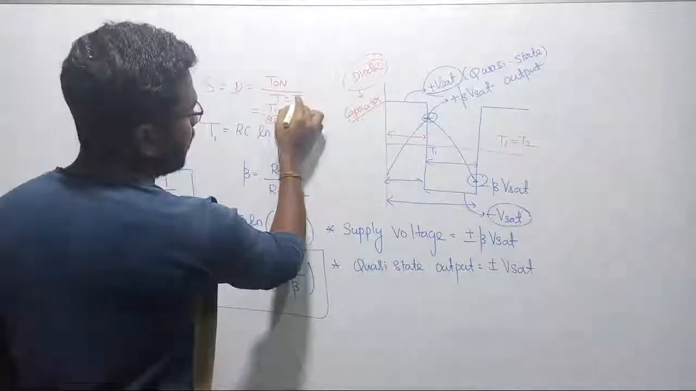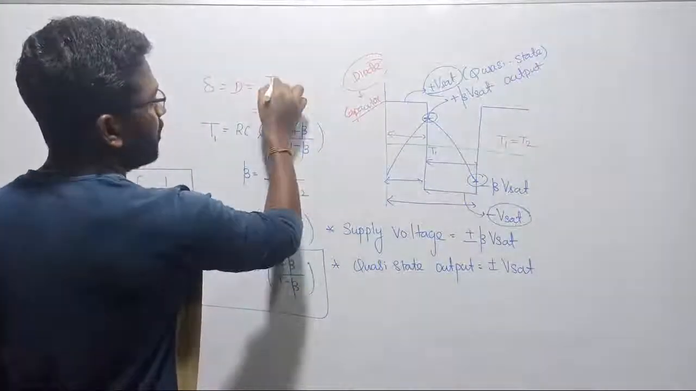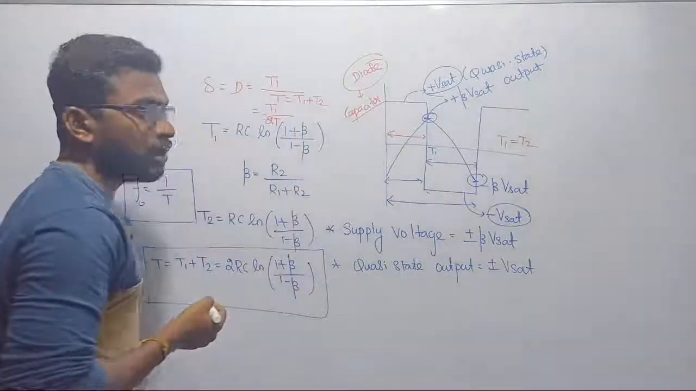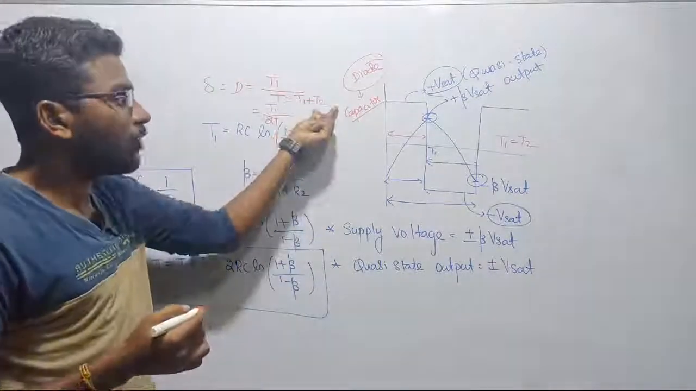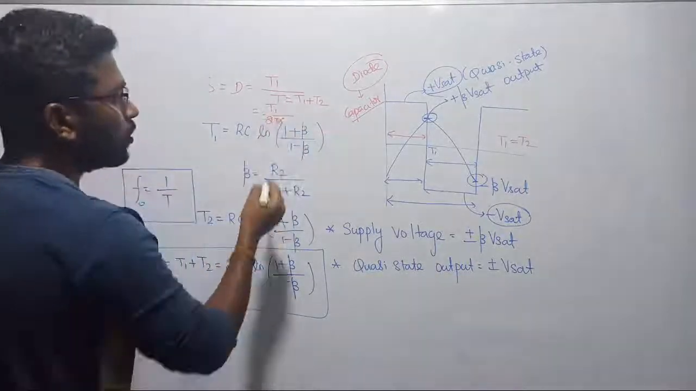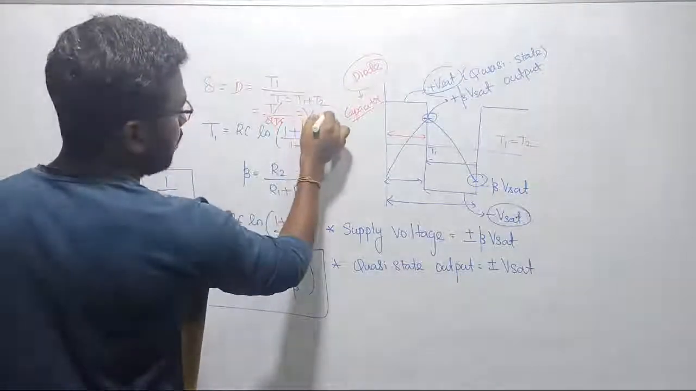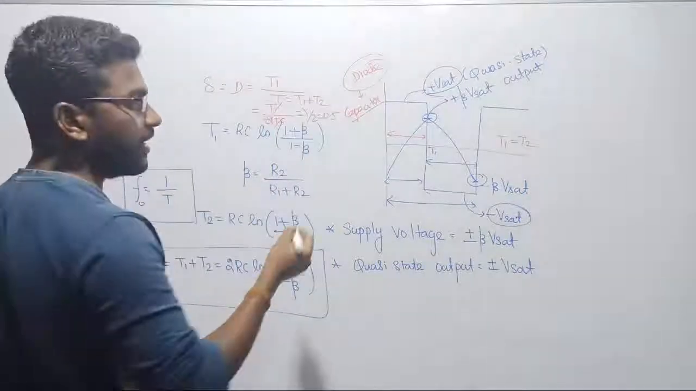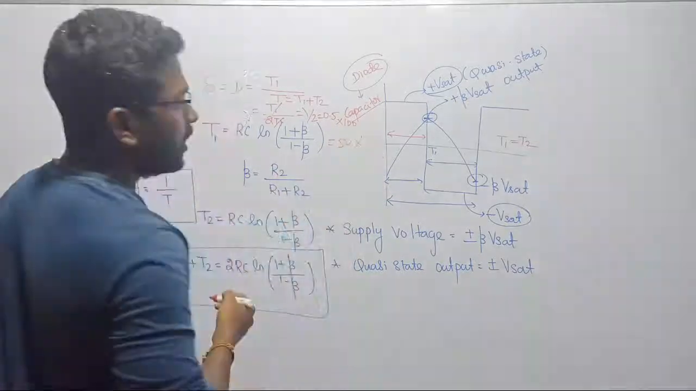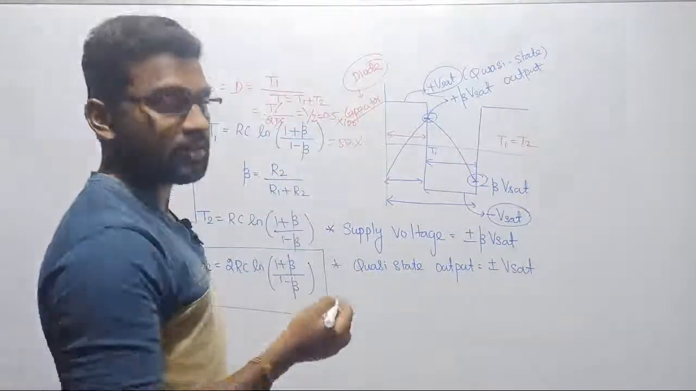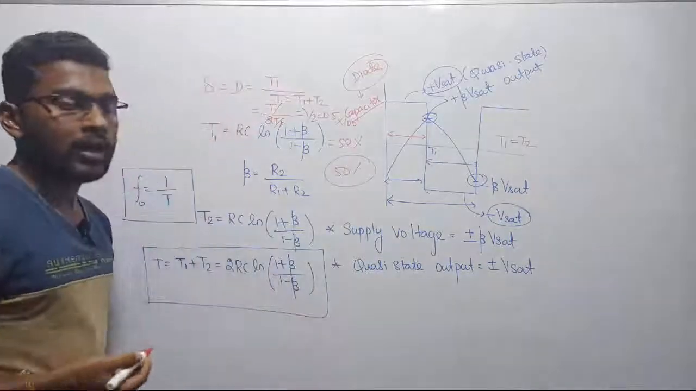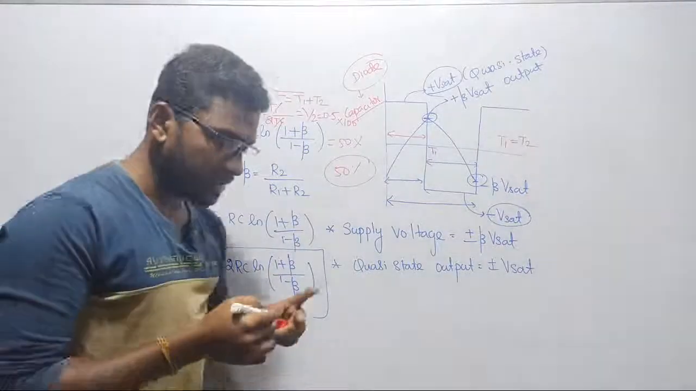Let me repeat. T on is nothing but T1, the on state. The total time period is T1 plus T2, but T1 and T2 are both equal. If I replace T2 by T1, then T1 plus T2 becomes twice T1, such that T1 gets cancelled out. So the duty cycle becomes 1 by 2, or 0.5. If I multiply it by 100, it becomes 50%. So the duty cycle of your square wave generator or astable multivibrator is 50%. Clear? So these are all about your astable multivibrator.